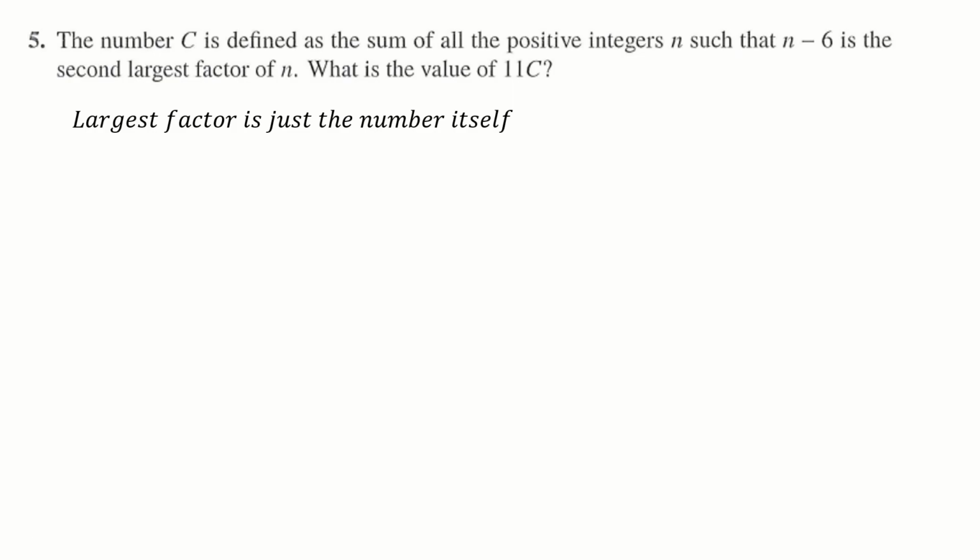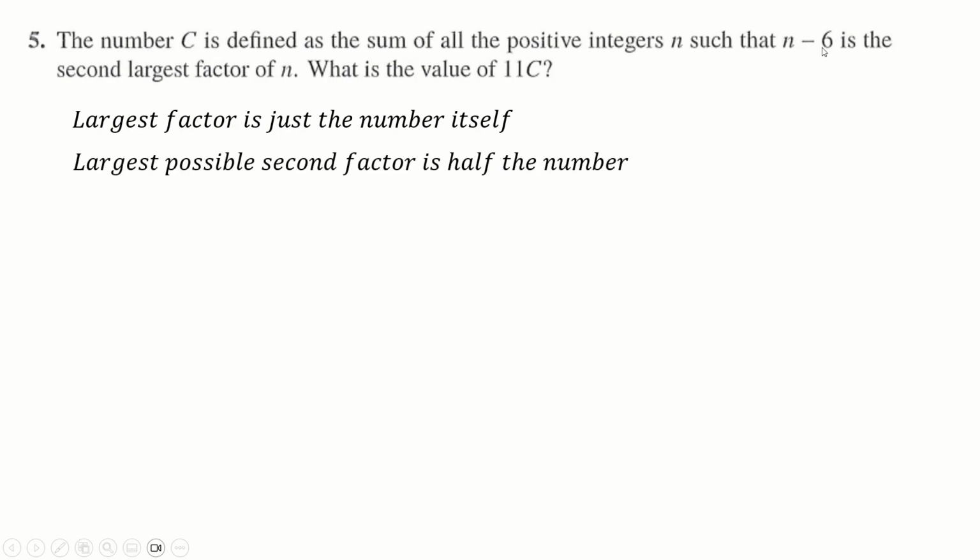So even if you take a really big number, like 200, the largest factor is obviously 200. The second largest is 100, and you can't go bigger than that because then you're more than half the number. So if you want a number such that n minus 6 is the second largest factor, you can't go any bigger than 12, because the moment you're bigger than that, half of that number is less than n minus 6, right? So if you go to 20, half the number, 10, is less than 20 minus 6. So the largest possible is 12.